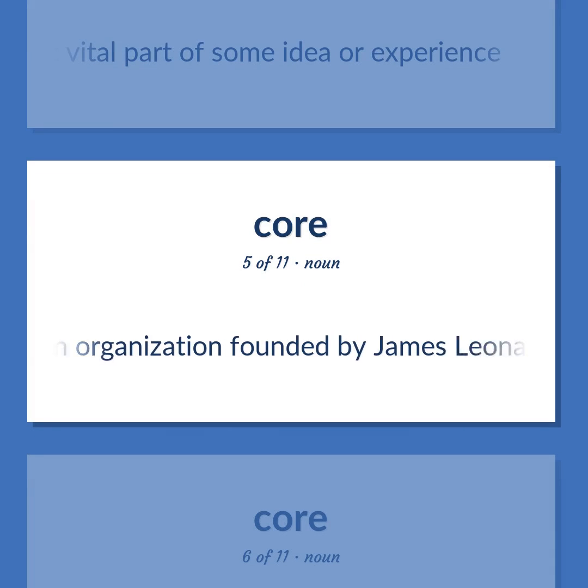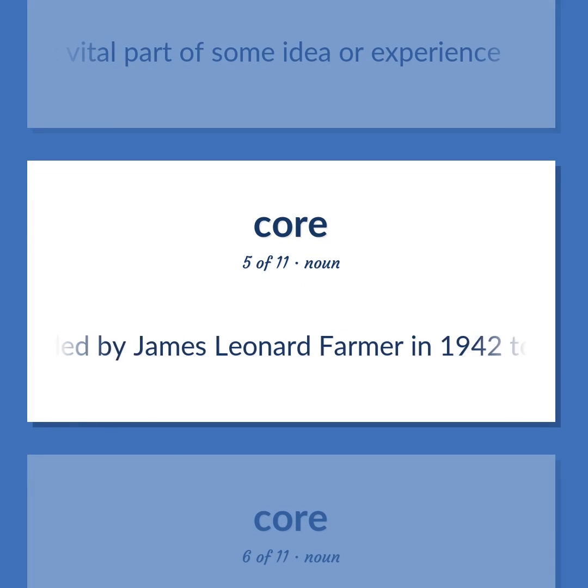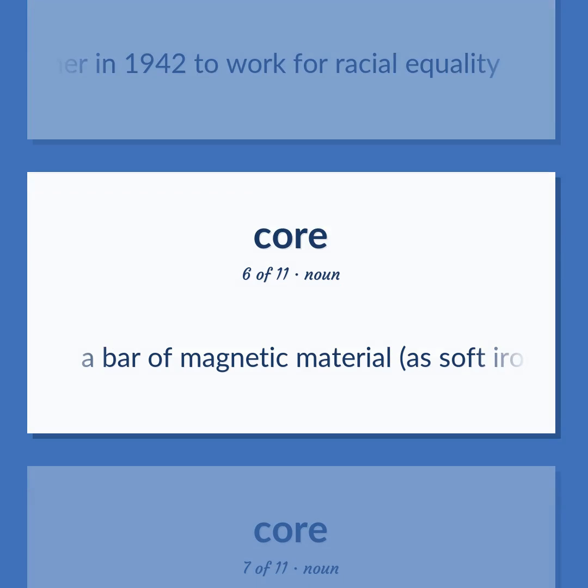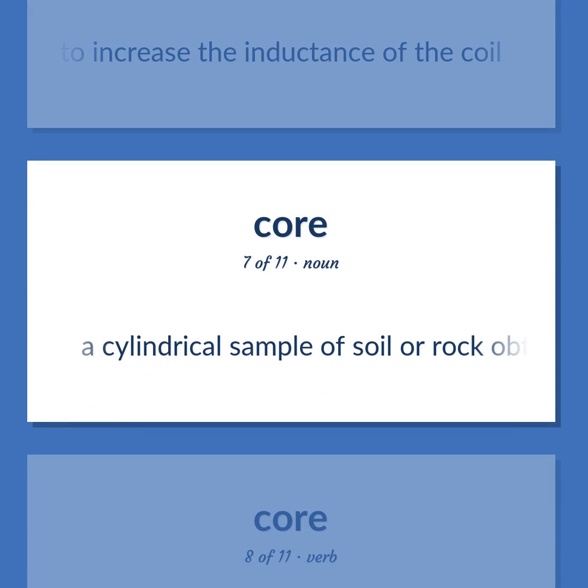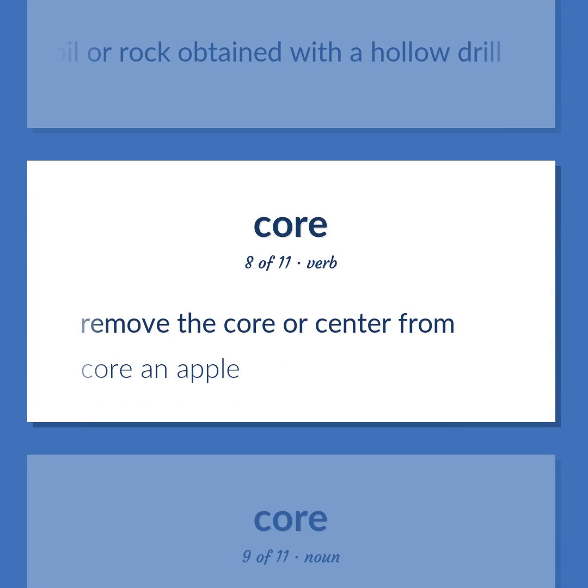An organization founded by James Leonard Farmer in 1942 to work for racial equality. A bar of magnetic material, as soft iron, that passes through a coil and serves to increase the inductance of the coil. A cylindrical sample of soil or rock obtained with a hollow drill. Remove the core or center from. Core an apple.